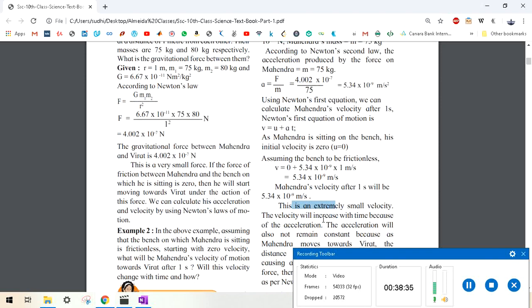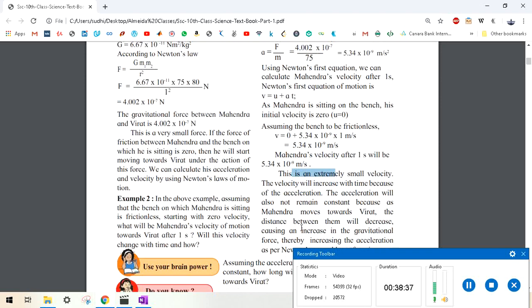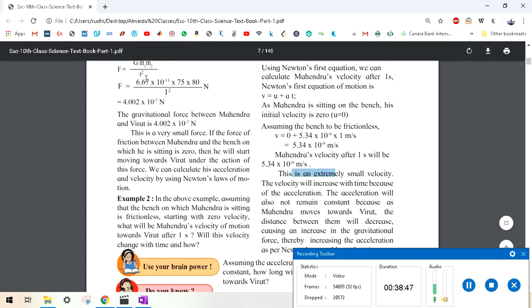The velocity will increase with time because of the acceleration. The acceleration will also not remain constant, because as Mahendra moves towards Virat, the distance between them will decrease. And if the distance decreases, we know that the force is equal to G m1 m2 by r square, so the force will also vary. Okay, simple.